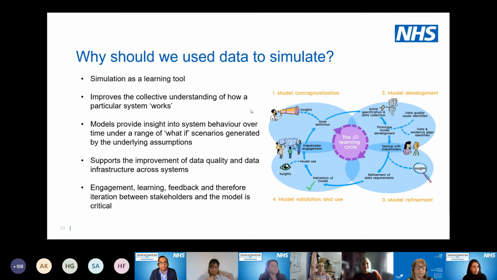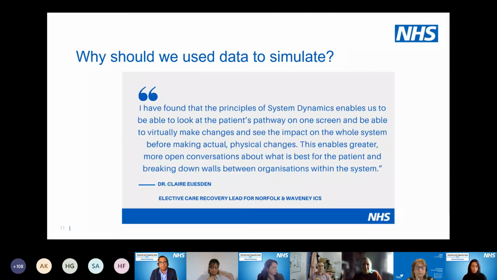And that's just a quote from Claire. She was one of our partners in Norfolk and Waveney, and she said, "I have found that the principles of system dynamics enable us to look at the patient's pathway on one screen and virtually make changes and see the impact on the whole system before making actual physical changes. This enables greater, more open conversations about what is best for the patient and breaking down walls between organisations within the system."